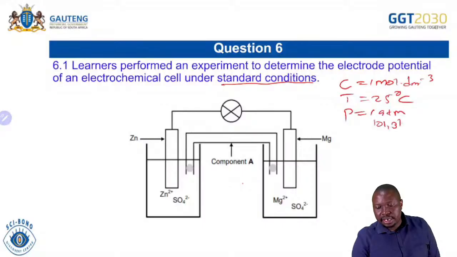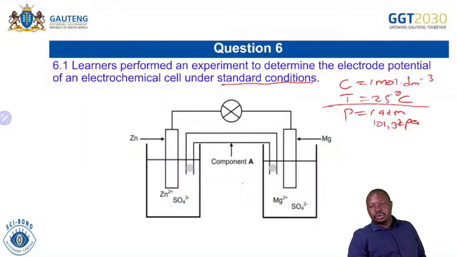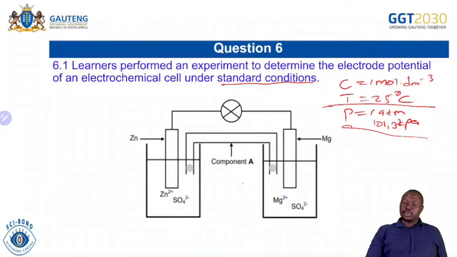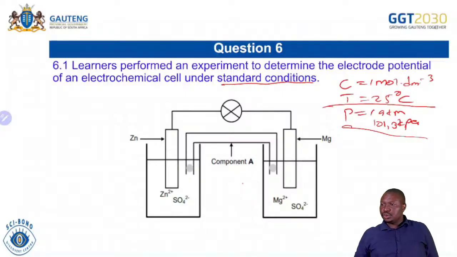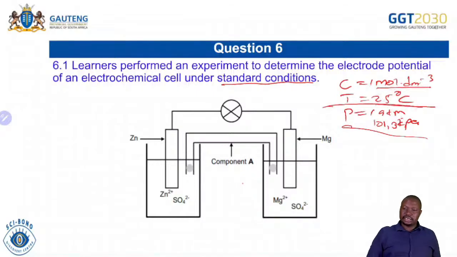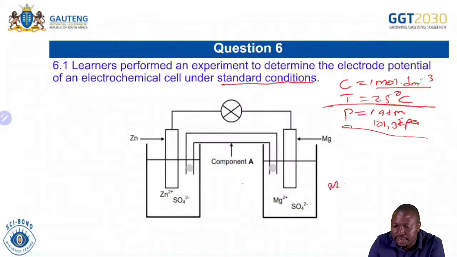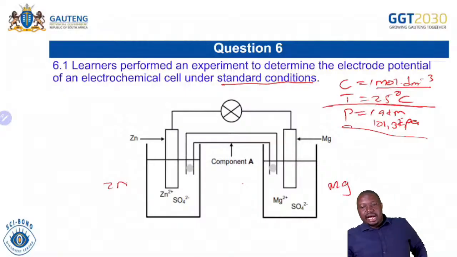or 101.3 kilopascals. So when we are asked to write down two standard conditions, for example, you will write those first two, because the pressure one applies to gases. If you have gases, you can include it, but if no gases, the standard conditions will be those two: initial concentration of 1 mole per cubic decimeter and temperature of 25 degrees Celsius. Now you will see that we have our magnesium this side and our zinc that side. So it's a magnesium zinc cell.